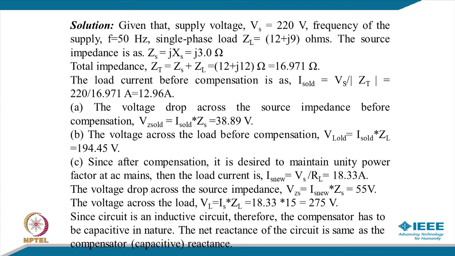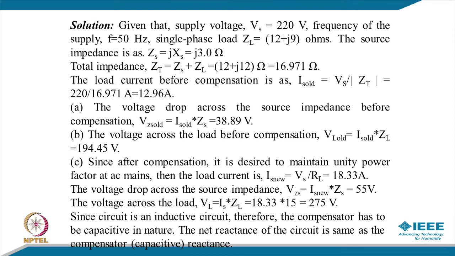Since after the compensation you desire to maintain unity power factor at the AC mains, the load current is Is equal to Vs upon RL, that is 18.33 ampere, and the voltage across the source impedance will be Is new into Zs. So, that will be 18.33 into 3, that comes to 55 volt, and the voltage across the load will be VL equal to Is ZL. So, 18.33 into 15 becomes 275 volt. So, you can understand here.